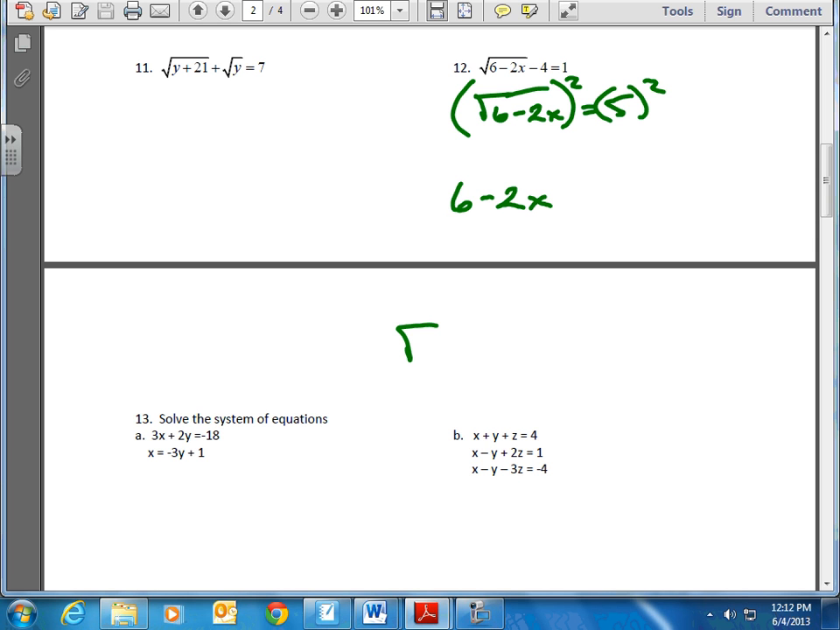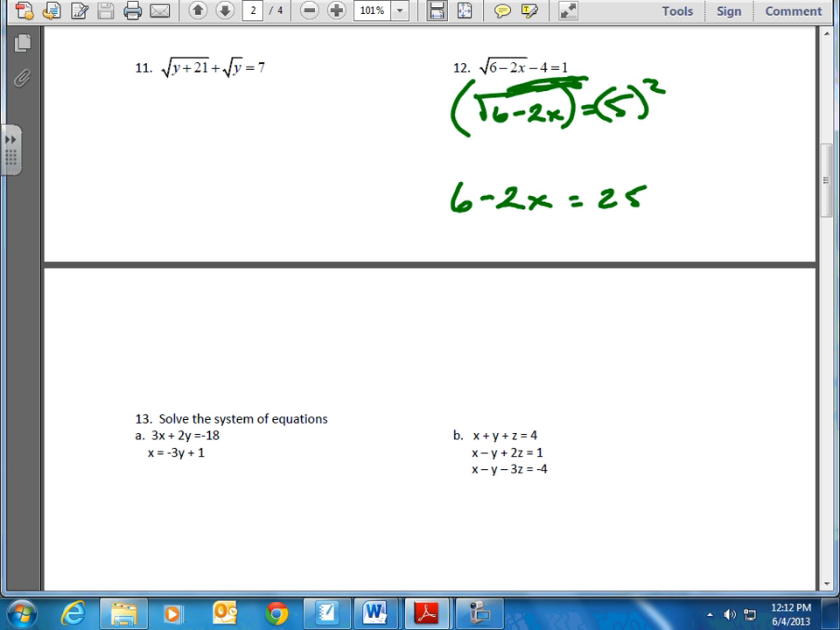Example, square root of 25 squared. Square root of 25 is equal to 5, and 5 squared gives me 25. So the square and the square root, they cancel each other out, and I just get what's inside. Same logic. Up here, the square and the square root cancel each other out, and I get what's inside of the square root sign. But what I do to one side, I have to do the other. So if I square the left-hand side, I have to square the right-hand side. And 5 times 5 is 25.